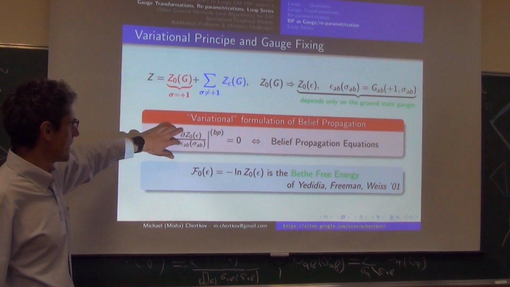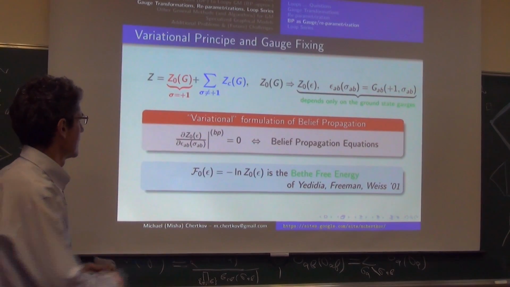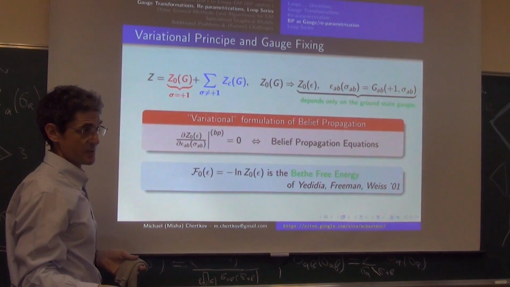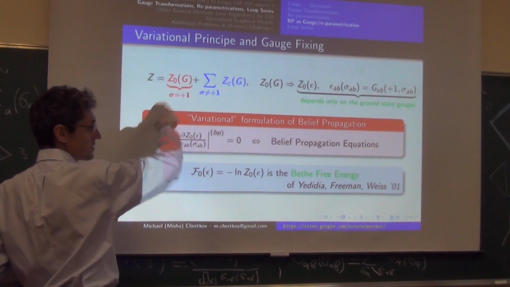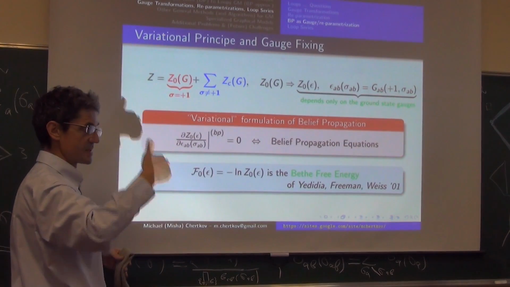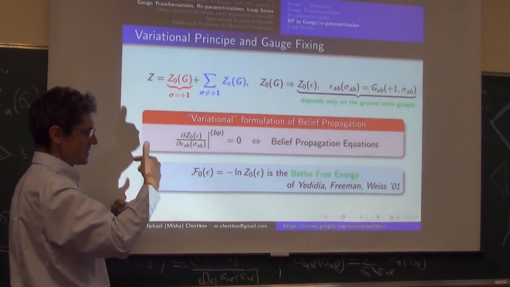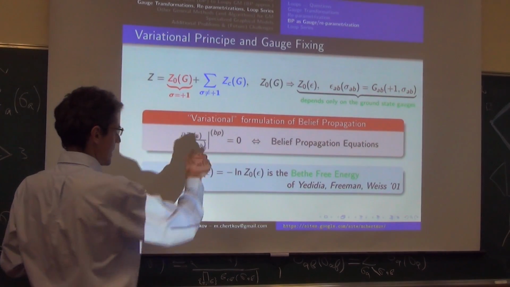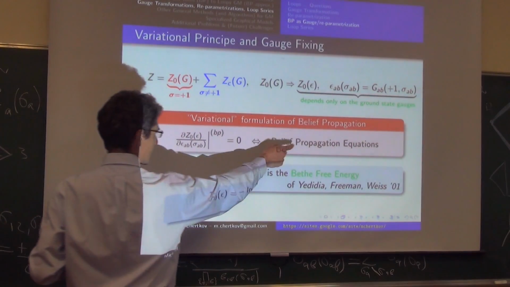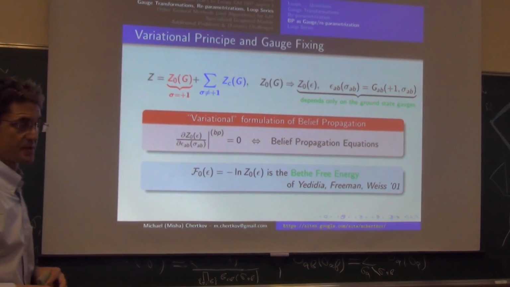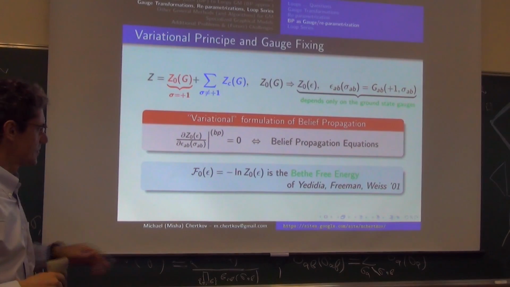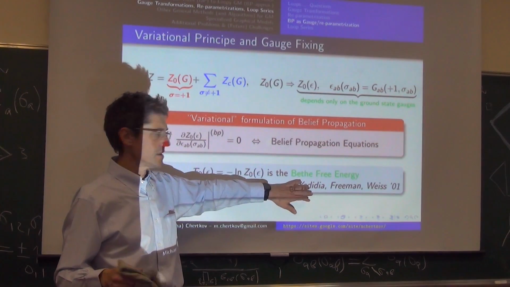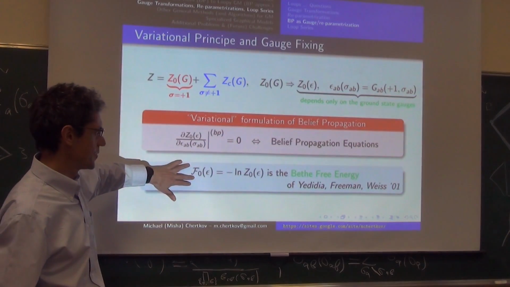But in any case, if I do that, I pick this one term and look for a stationary point of this term with respect to gauges within this family of gauges, where at each edge G_AB and G_BA are inverses of each other. I get a set of conditions which are exactly equivalent to the belief propagation equations. And again, it's very intuitive, and it actually brings us back to the variational derivation of belief propagation.